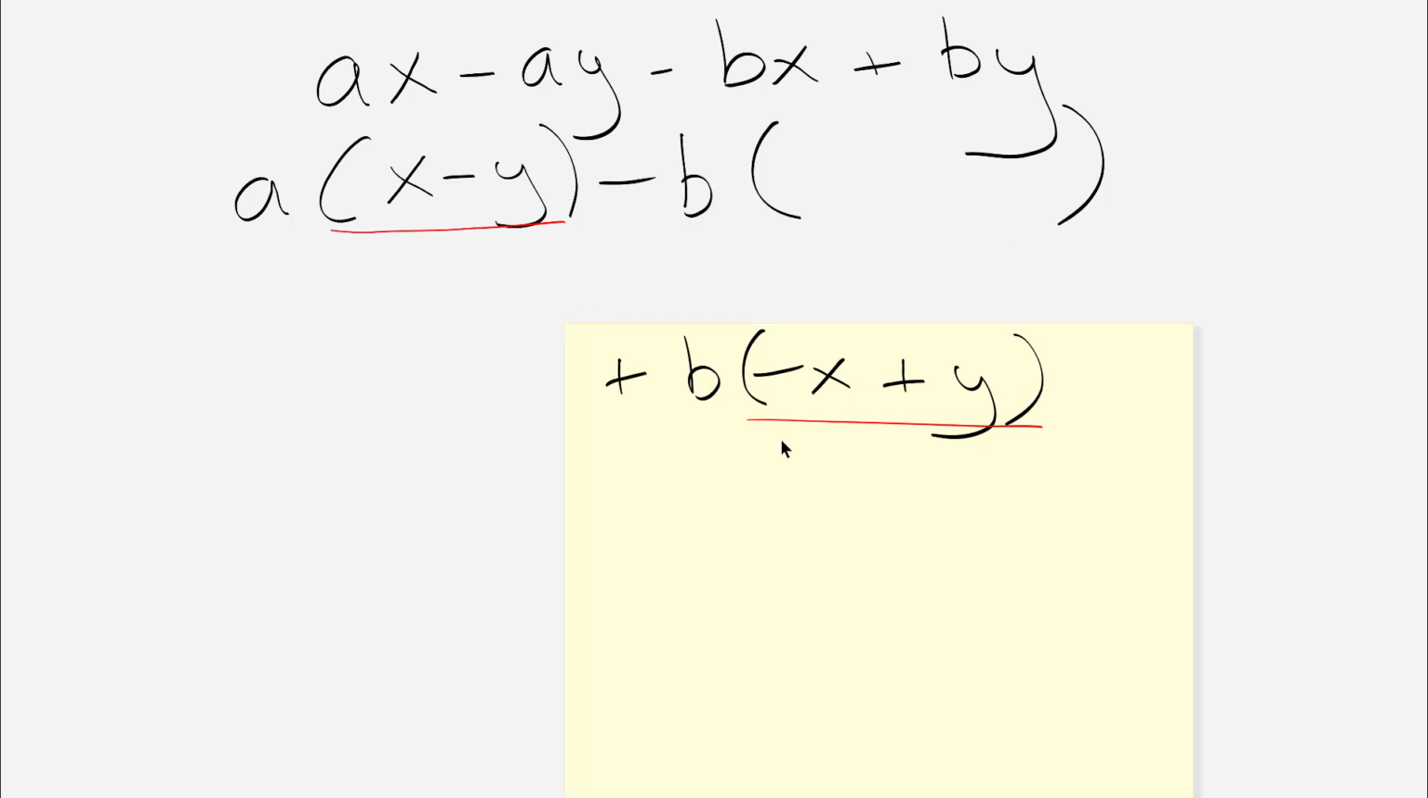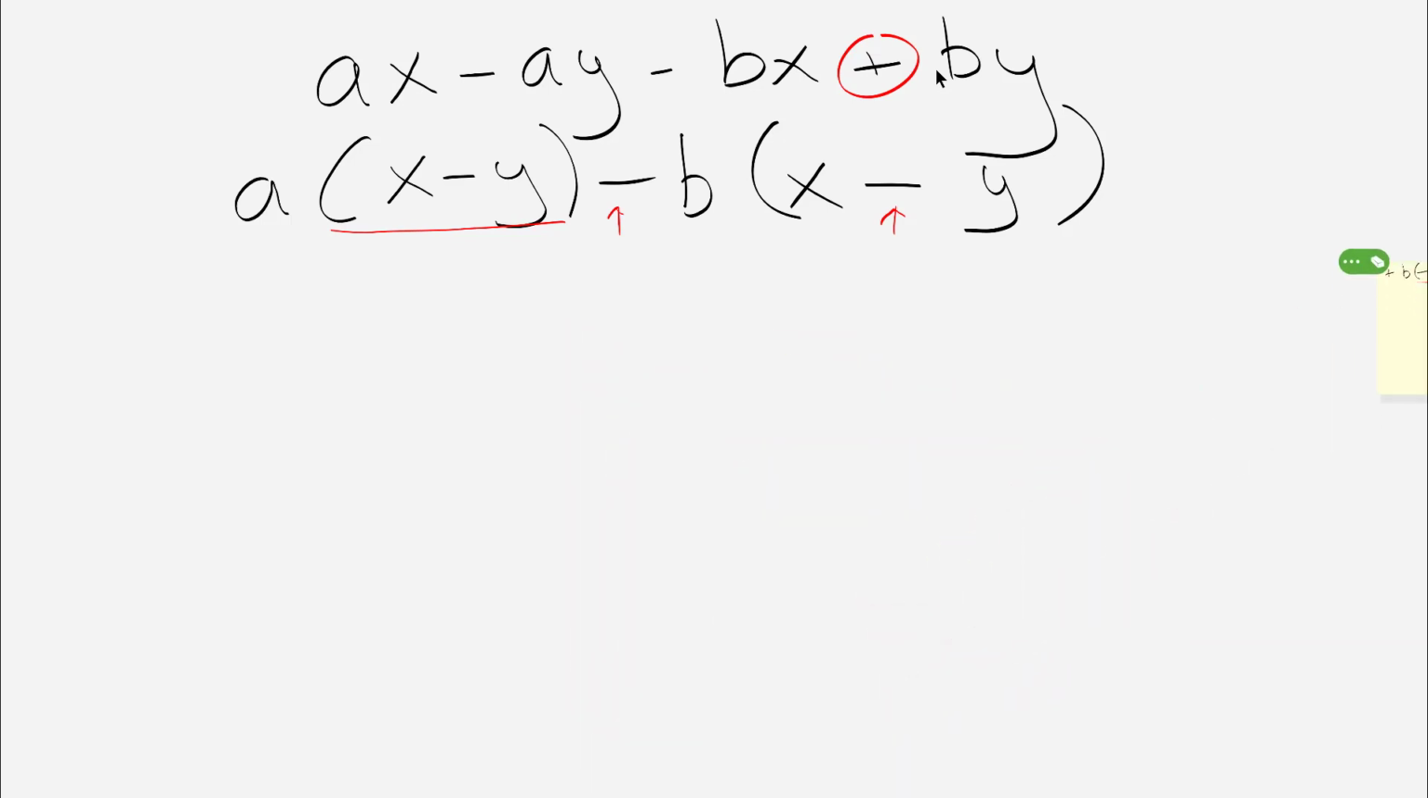All right. Then minus b times what for minus bx? Well, minus b times x. And then minus b times what for plus by? So we know that minus gets multiplied by minus in order to create that plus. So we need to have minus times minus to create the plus. And then minus b times minus y would be plus by. And that's good, because now the two brackets are the same, x minus y and x minus y. So then our final answer in this case will be x minus y, a minus b.